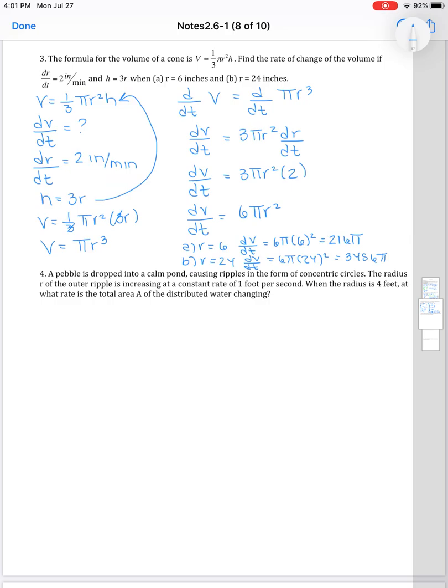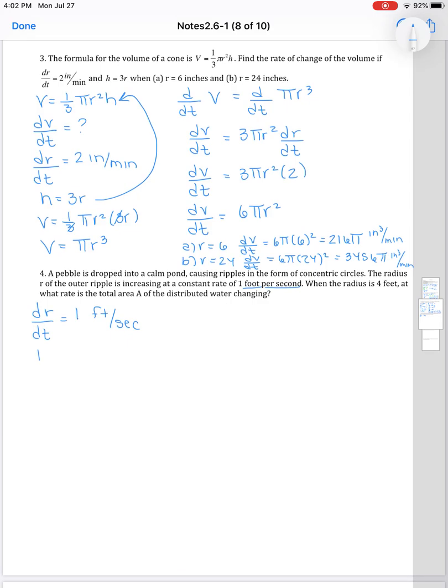And now, if r is 6, then dV over dt is 6 pi times 6 squared, which is 216 pi. And for b, if r is 24, then dV over dt is 6 pi times 24 squared, which is 3456 pi. And then again, it comes down to the units. If we're talking volume with respect to time, and the radius rate was inches per minute, then the volume rate is going to be inches cubed per minute.